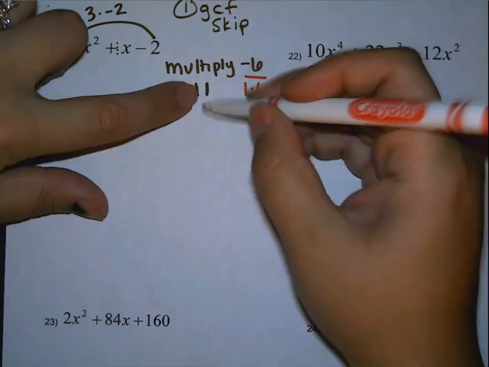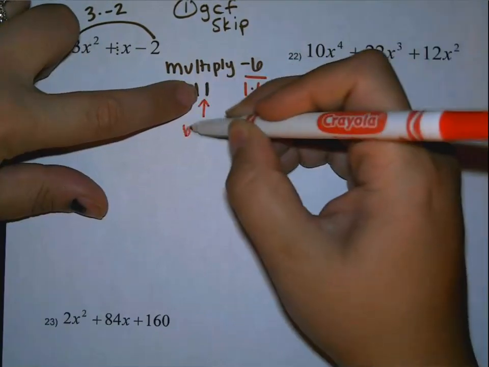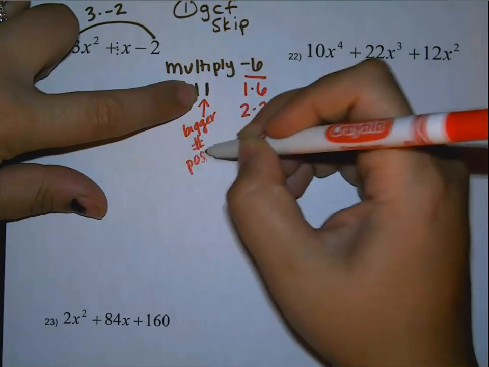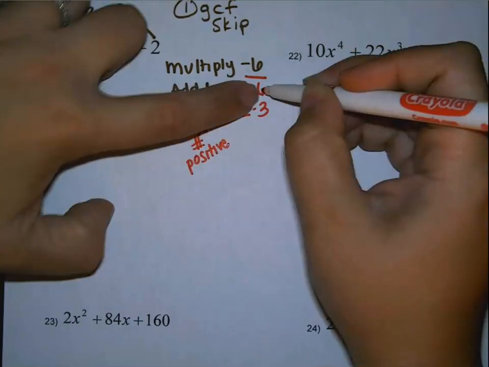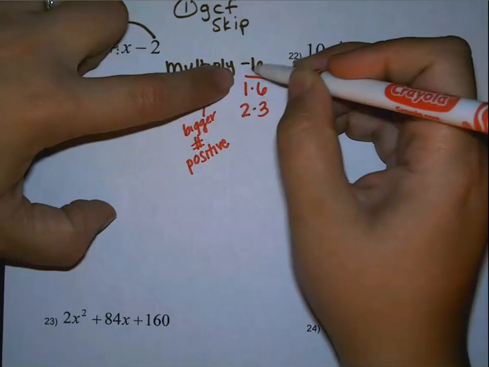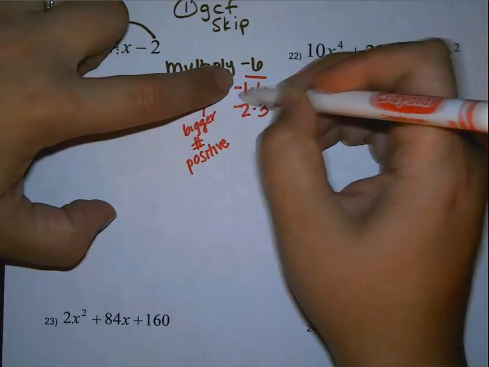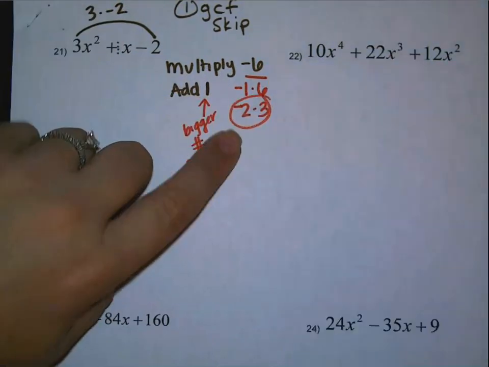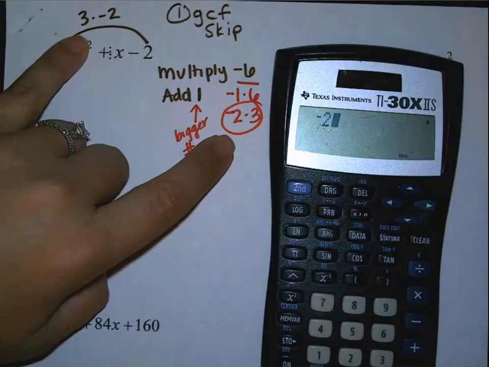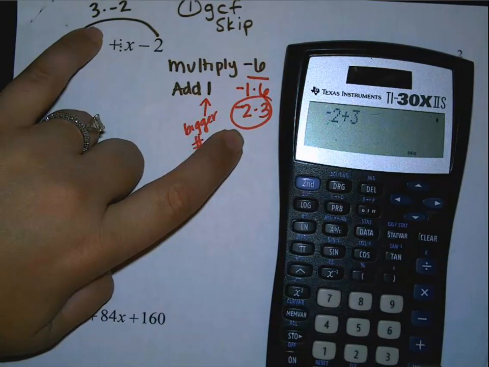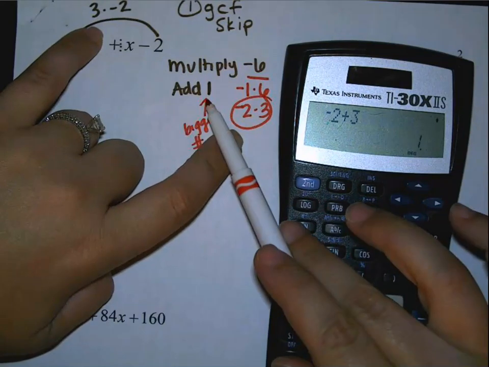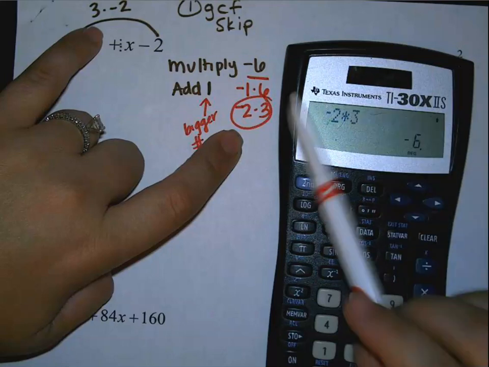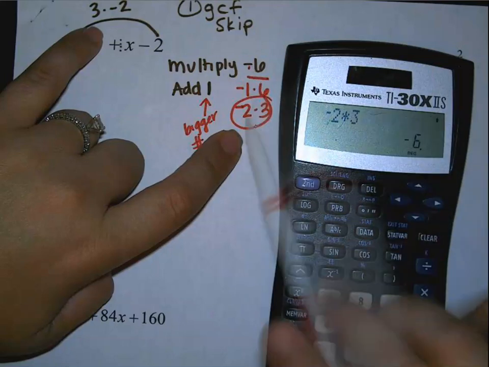So because it has to add to a positive, I know the bigger number is positive. So that's how I know the 6 and the 3 are positive, and so that means the smaller of the two numbers has to be negative. And then when I add negative 2 and 3, it makes positive 1. And when you multiply them, it makes negative 6. So that's how I know to use this.